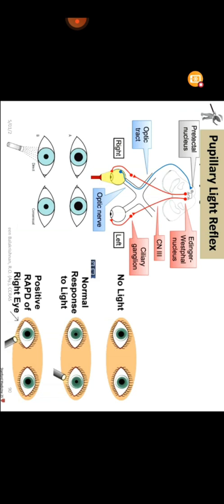You have two types of pupillary light reaction mainly, a direct light reflex and an indirect light reflex, or consensual light reflex. Direct is when you put light on the eye and that eye closes, and indirect is when you put a light on one eye and the other eye closes.